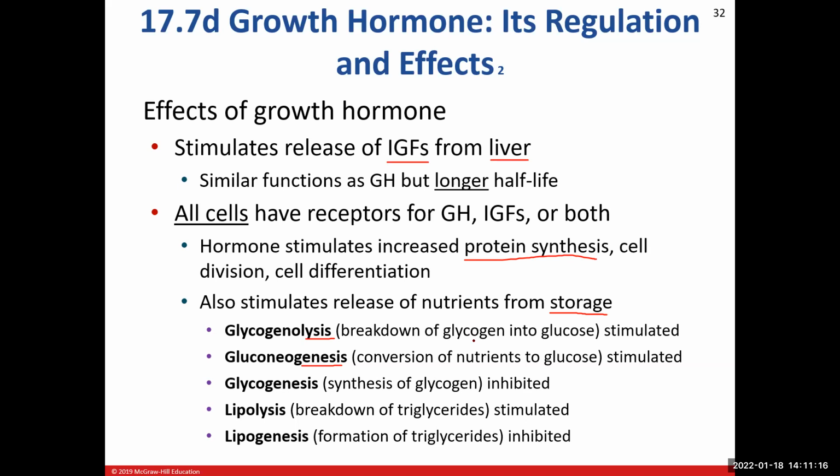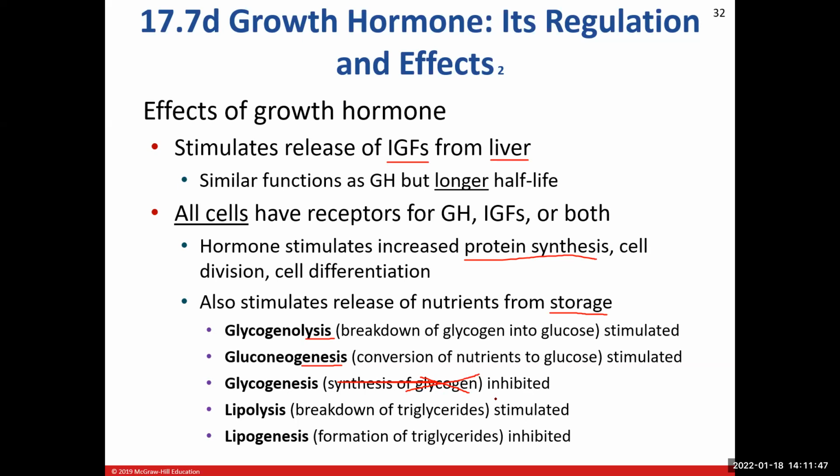Also, gluconeogenesis is when we're going to use non-carbohydrate sources to make glucose. So for example, we'll convert amino acids into glucose. So we're going to stimulate this process also, gluconeogenesis. At the same time, we are going to stop the synthesis of glycogen. We don't want to work against ourselves here. So we're going to inhibit glycogenesis.